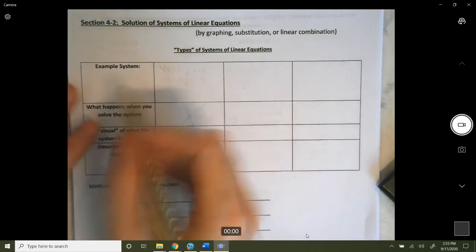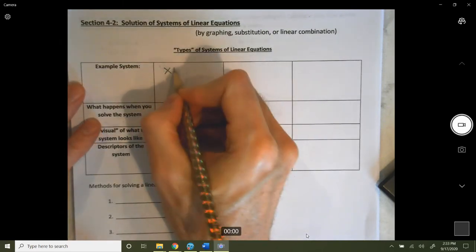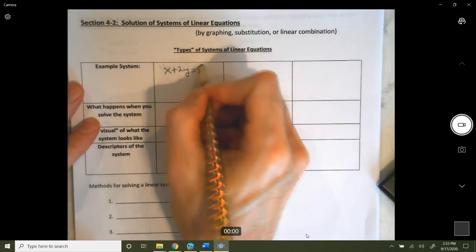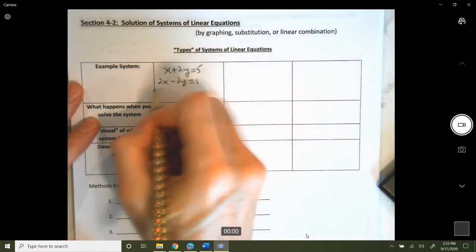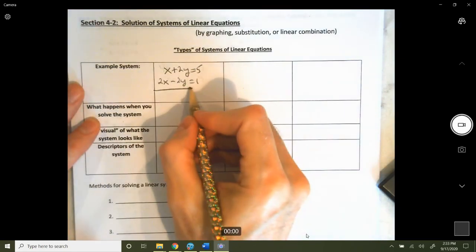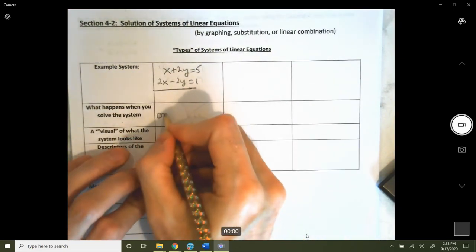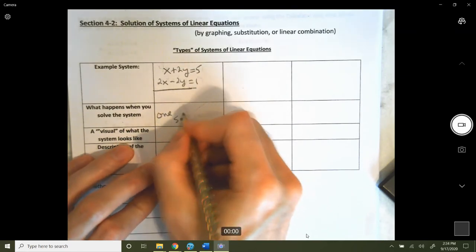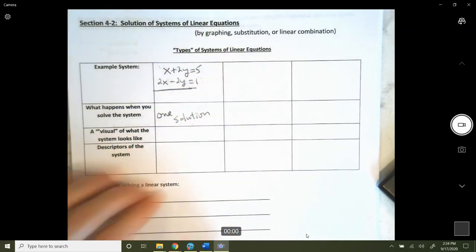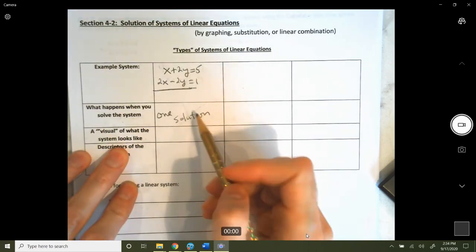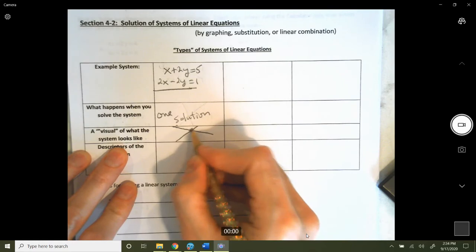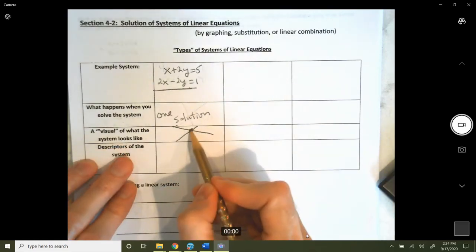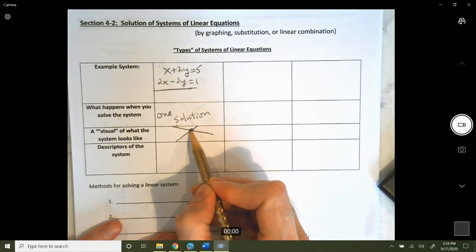First example, you might have a system that looks like this. X plus 2y equals 5, and then 2x minus 2y equal to 1. Okay. And when you graph this, what happens? You get one singular solution. Okay. A visual of that looks like you graph a line, you graph another line. It might look like this. You have one single solution. And that one single solution, one point of intersection, is your solution to this system.